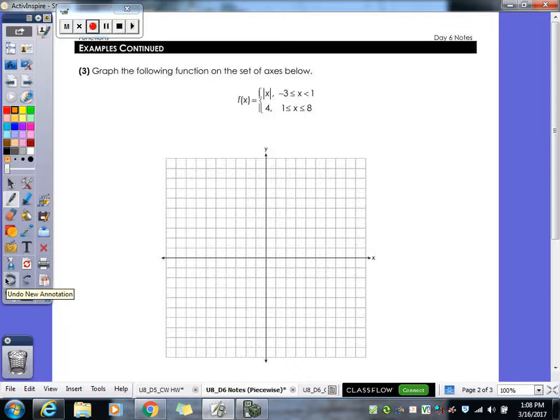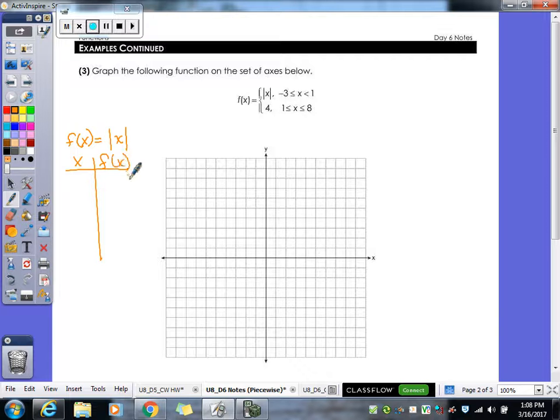So let's take a look at our last problem on the back there. Again, how many pieces are we graphing? 2 of them. The first piece is the absolute value of x. This question was actually kind of a nice question. It was a Regents question. It was one of the easier ones, thankfully, that year.